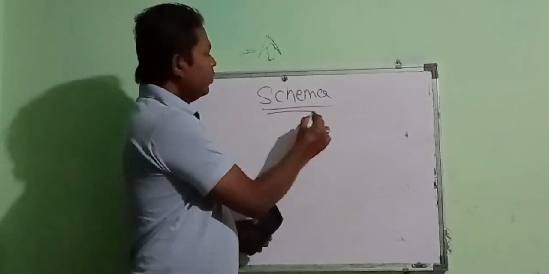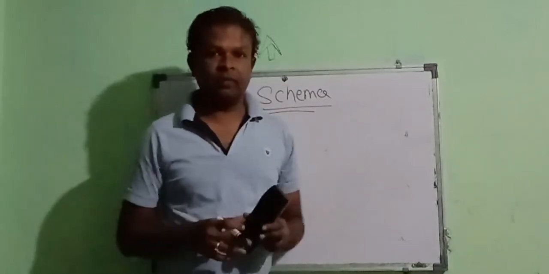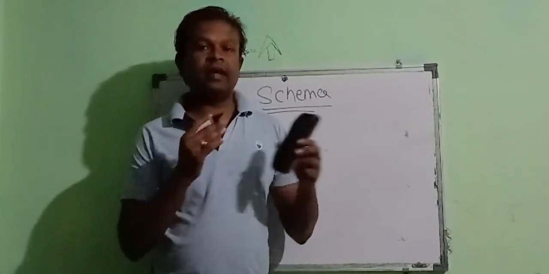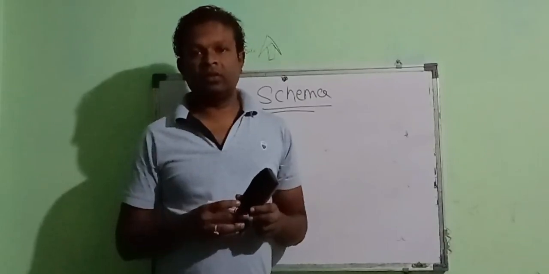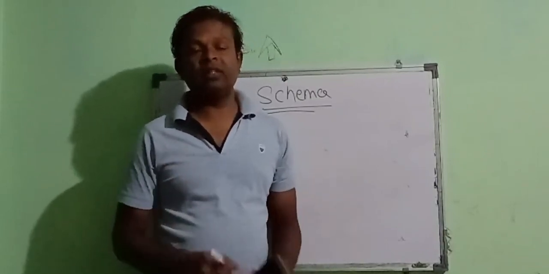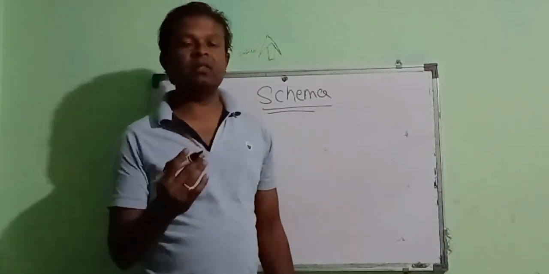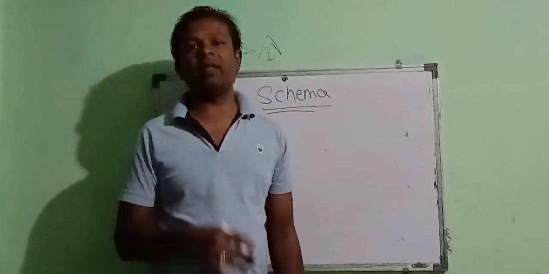This is schema. What exactly do we mean by schema here? Schema is nothing but a skeleton structure of a database. What do you mean by skeleton structure? It contains the database objects like tables, views, indexes, facts, and dimensions. All these are commonly called database objects.